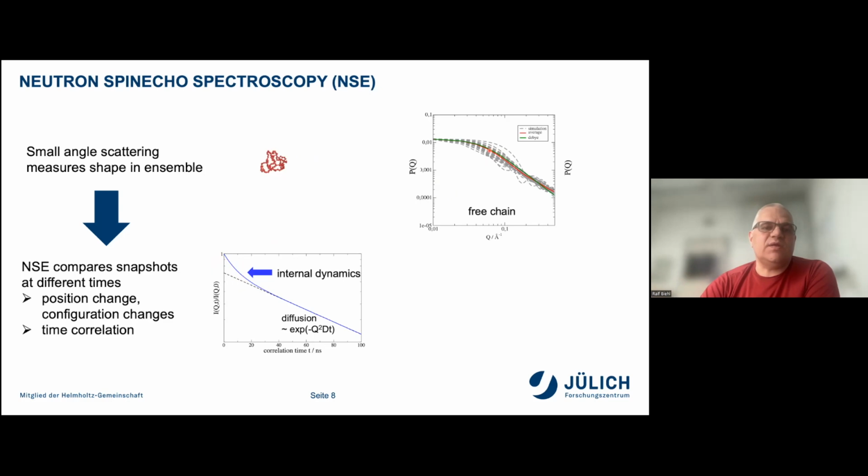And then we see only the center of mass motion of this. So you see this also here, that it is always changing the position. And after these times, then we see only the diffusion, translational diffusion here.